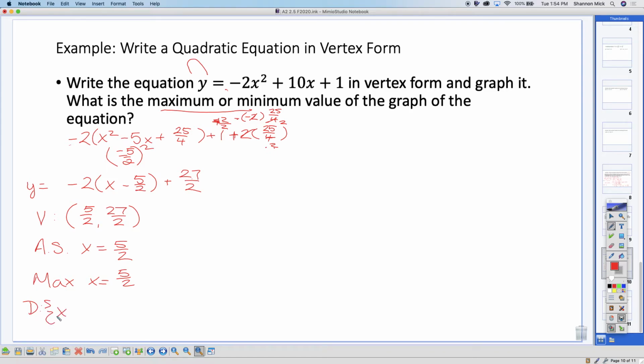All real numbers, unless I were to put it in an application problem, right? Yeah. Okay, my range. Y is less than or equal to 27 halves. Is it greater than or less than? Y is less than. Why is it less than? Because it goes down.